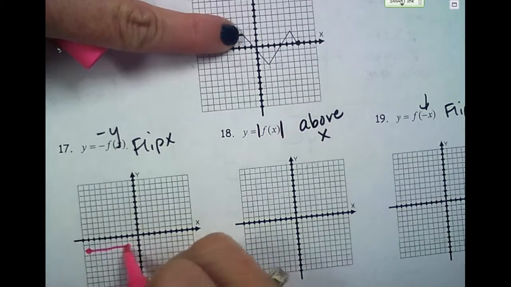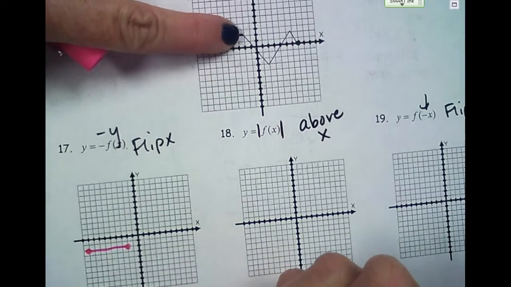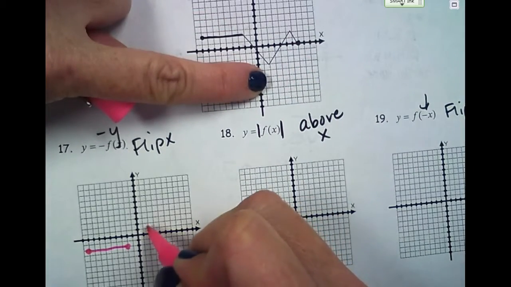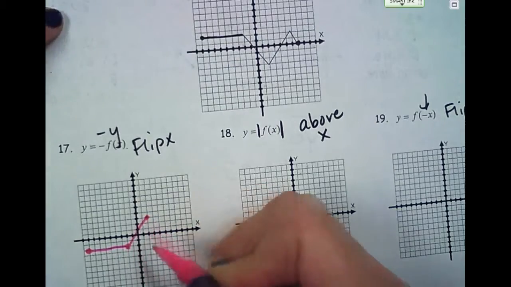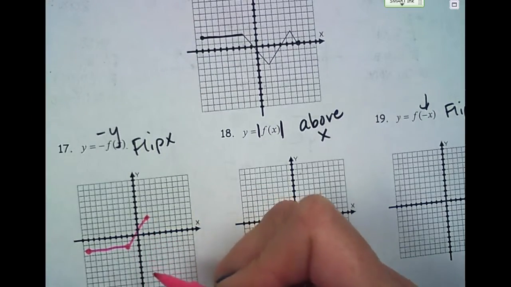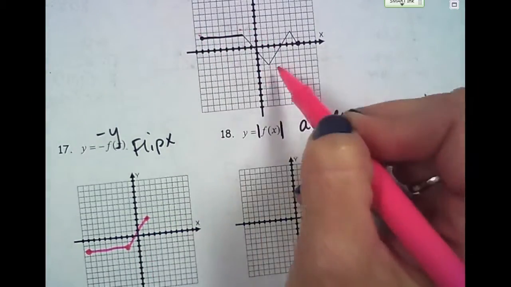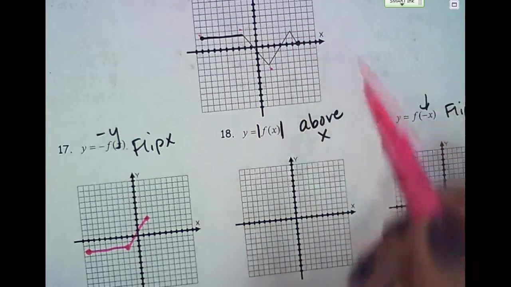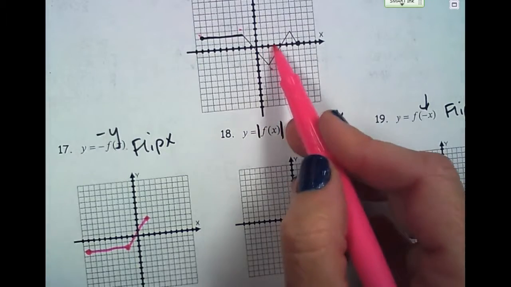And then we connect, remember? We go to the next point. I went down 3, so I'm going to go up 3. And then I connect. So plot, connect, plot, connect. So I've done this one, and this one. Now I'm left with 2 more. This one went up 2, we're going to go down 2.